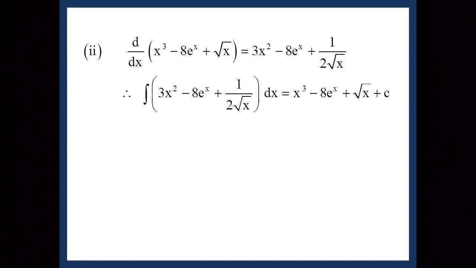Therefore, integral of 3x square minus 8 e raised to x plus 1 upon 2 root x dx is nothing but x cube minus 8 e raised to x plus root x plus c. Now you may ask me, why not consider constants for each of these three, say c1, c2, c3? Yes, you can consider that. But again, c is an arbitrary constant. So I can say c1 plus c2 plus c3 is another constant, say c.